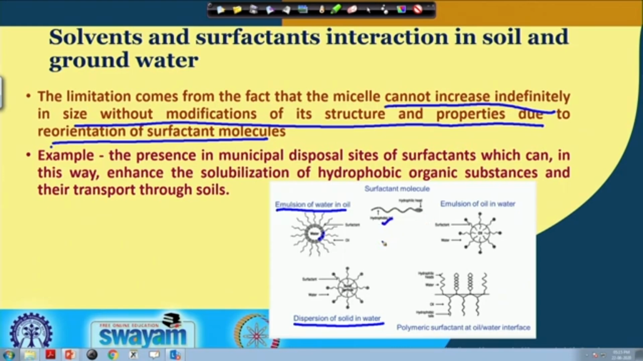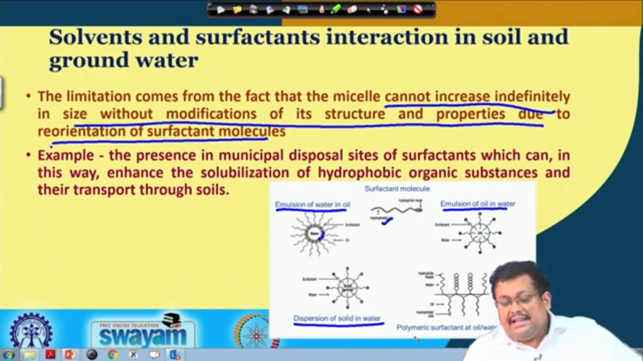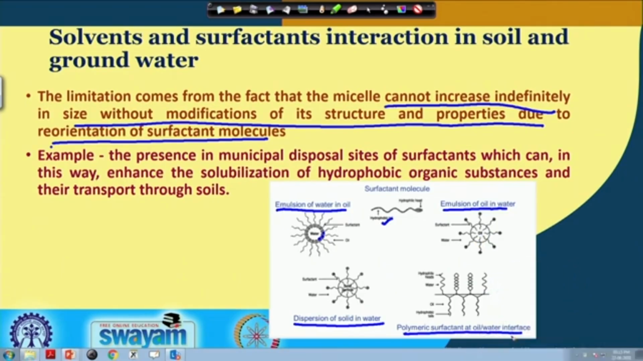When we talk about emulsions, this is basically an emulsion of water in oil, and this is an emulsion of oil in water. We have already seen that in our previous slide. And this is a polymeric surfactant at the oil and water interface. If this is water and this is oil, it has a hydrophilic head and a hydrophobic tail. When they polymerize, they produce a polymeric surfactant at the oil-water interface, as you can see in this picture.